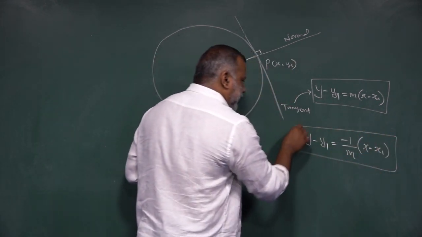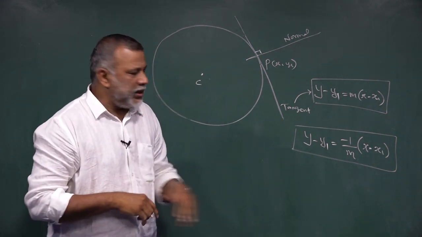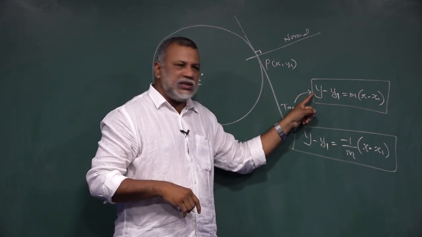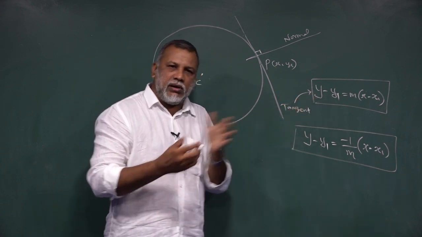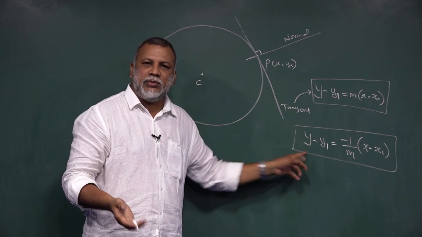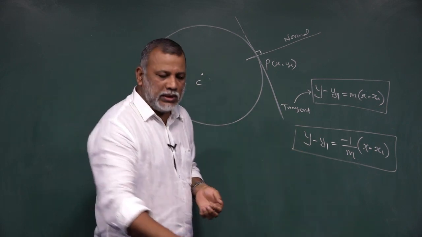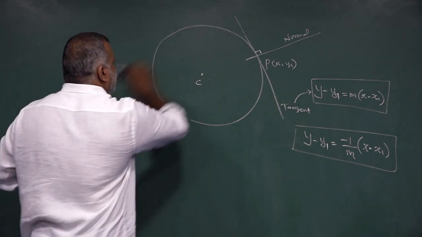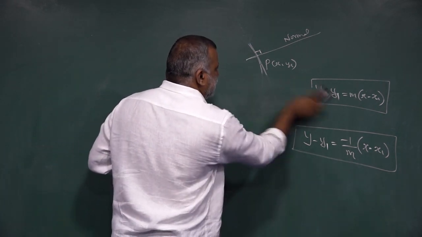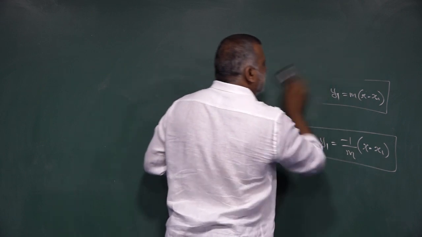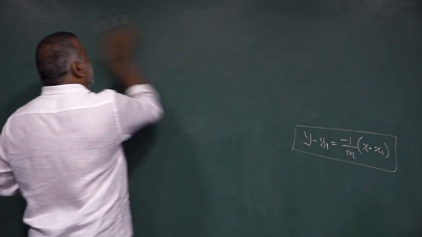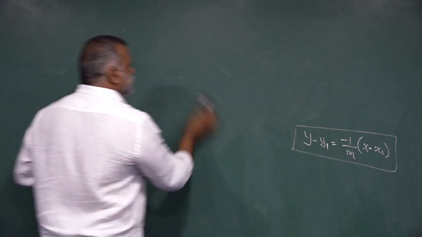We can use this formula: y minus y1 equal to minus 1 by m of x minus x1. So equation of the tangent, with the help of this equation, we already derived. Now with the help of this equation of the normal, we are going to work out. So normal is a perpendicular line to the tangent at the point of contact.